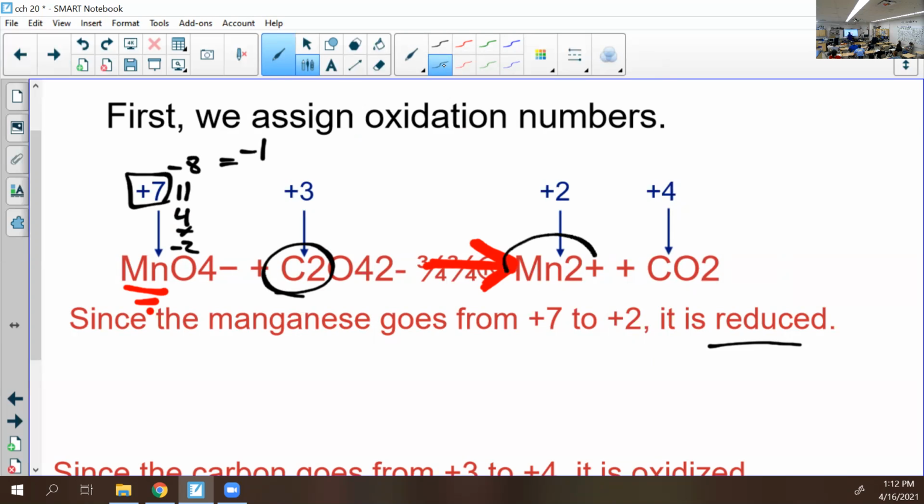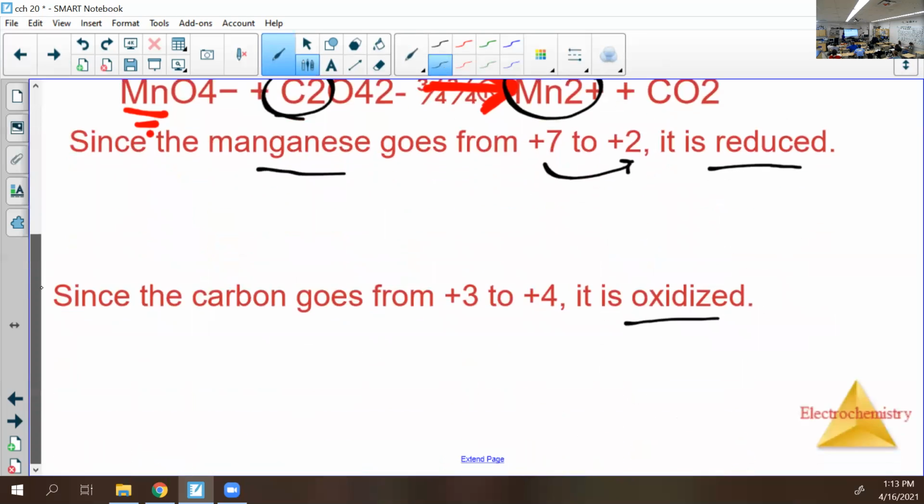This one's a plus 2 because it told me it was. And then carbon's a plus 4 because negative 2 times 2, and we know it equals 0 unless it has a charge. So we're all set there. Good. Okay. Since manganese goes from +7 to positive 2, it's reduced. I know it doesn't seem like it, but it became more negative. That's how I always think of it, it got closer to a negative value. So it's reduced. Next, since carbon goes from +3 to +4, it is the one that's oxidized.